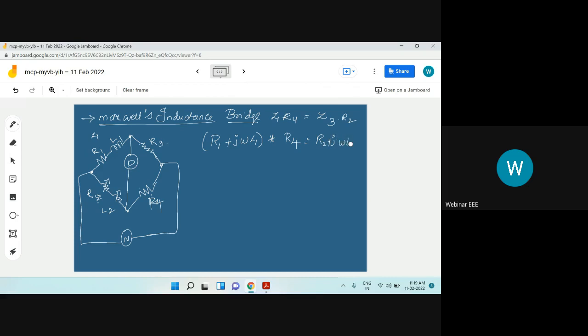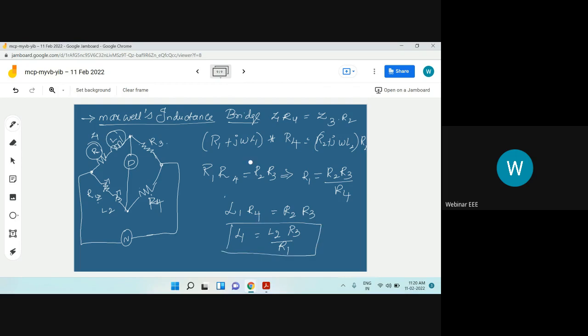R2 plus j omega L2 into R3. So based on these equations under balanced condition, we can come to a conclusion that R1 into R4 is equal to R3 R2, where R1 is the unknown resistance and L1 is unknown here. So based on this, R1 is equal to R2 R3 by R4. Coming to inductance, L1 R4 is equal to L2 R3 based on the balanced conditions. So here L1 is equal to L2 R3 by R4. This is the unknown inductance which is going to be measured with the help of Maxwell's inductance bridge.